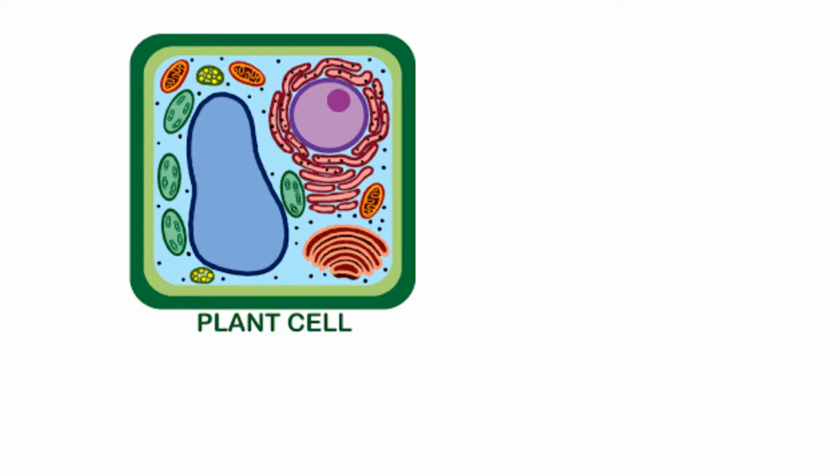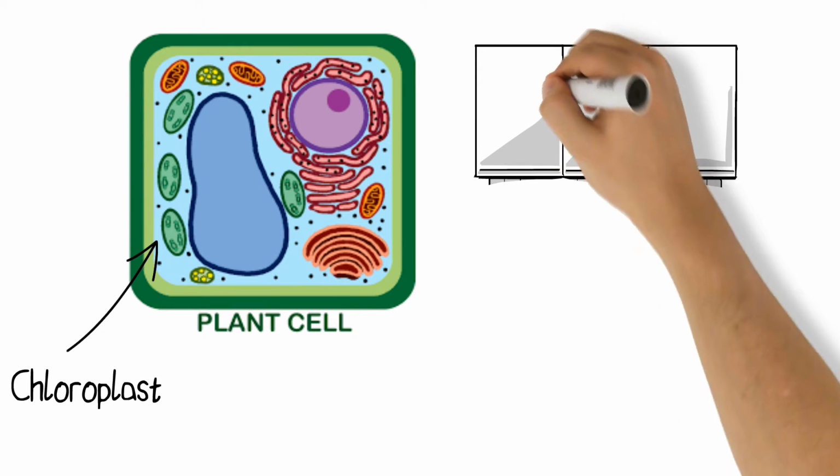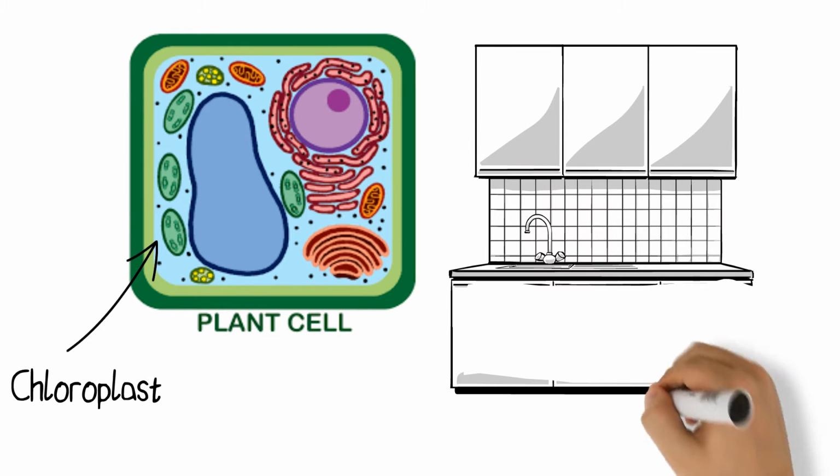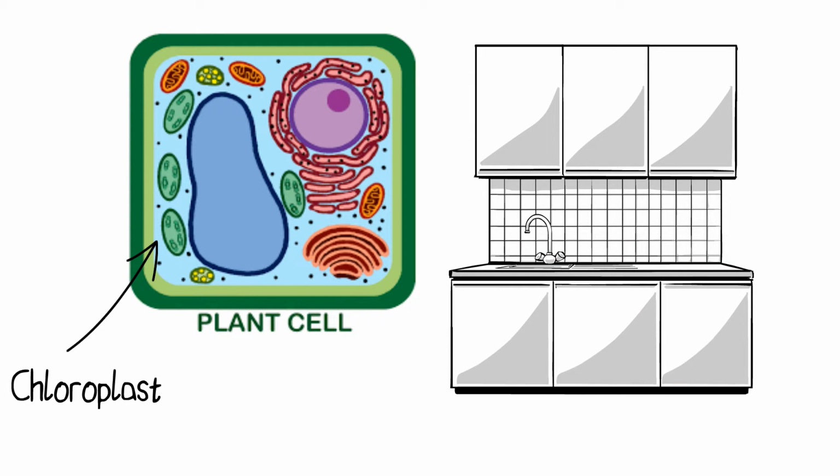If you look back to the structure of a plant cell, you will remember that there's a cellular structure known as chloroplast. This acts like a kitchen for the plant cells, as it's the location for the first stage of photosynthesis.